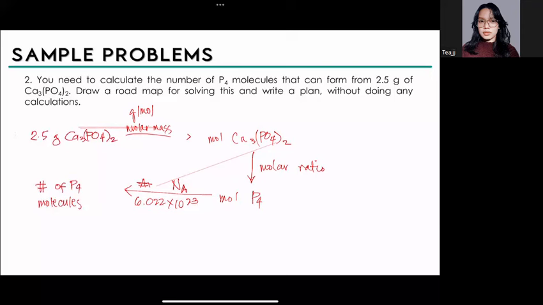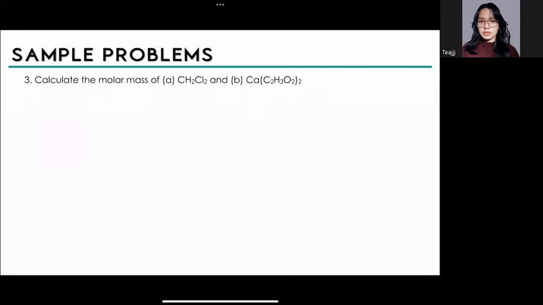So if you're given the reaction, since you already have the given starting mass of calcium phosphate, then you can do the calculation following the steps outlined in this roadmap. Now let's go to number 3. We have to calculate the molar mass of two different compounds. First, CH2Cl2.